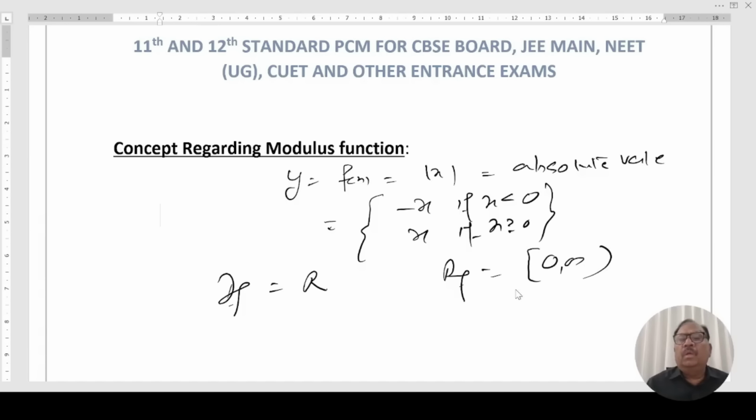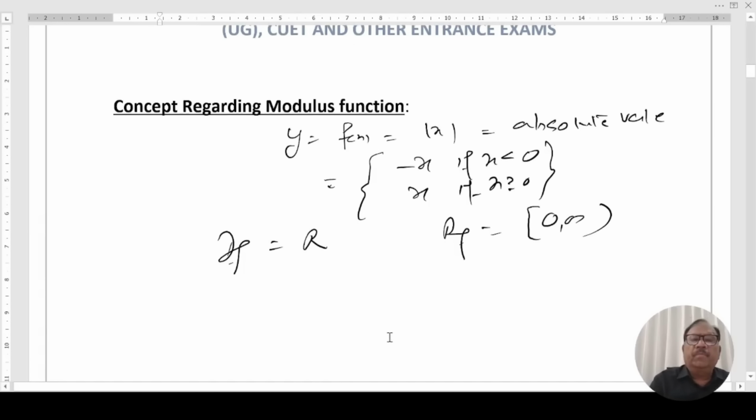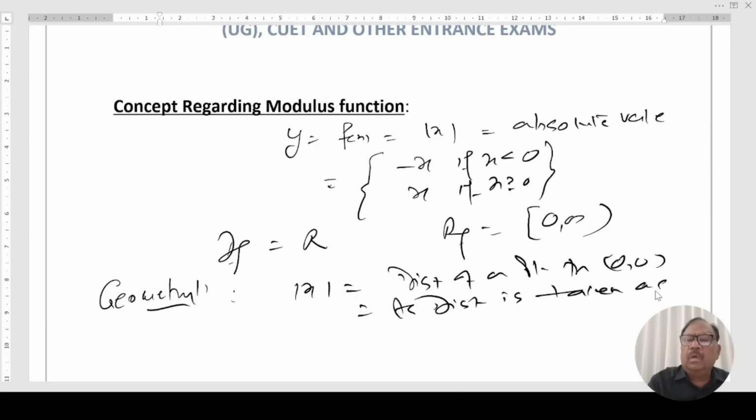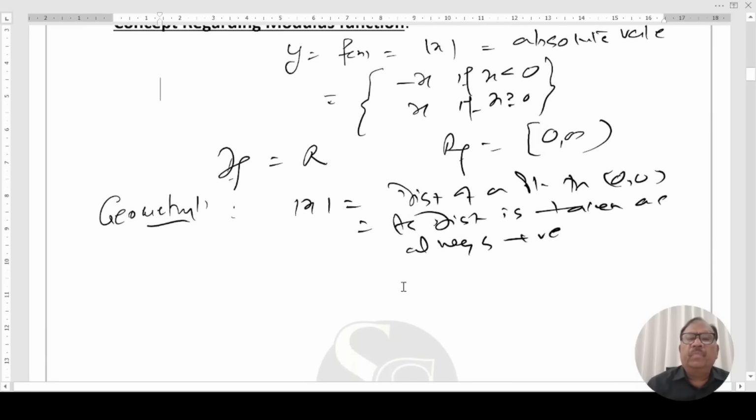Right? Geometrically, mod x is the distance of a point from the origin, as distance is always taken as positive. Distance is always taken as positive.